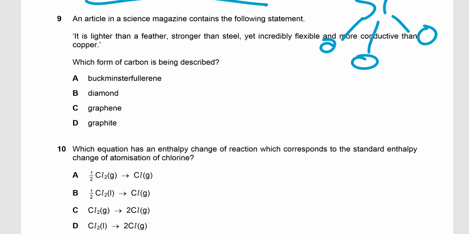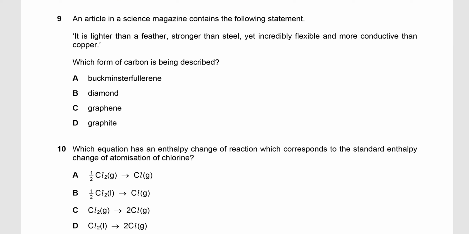In question 9, you have an article in a science magazine that contains the following statement: it's lighter than a feather, stronger than steel, yet incredibly flexible and more conductive than copper. So which form of carbon is being described?